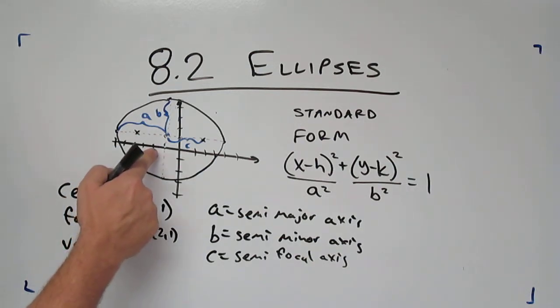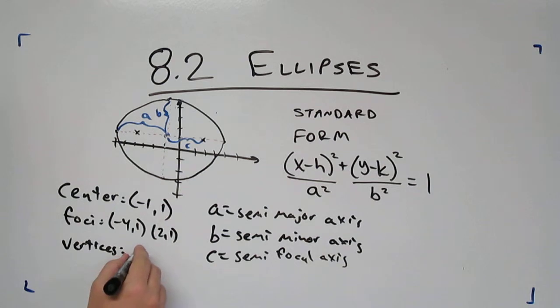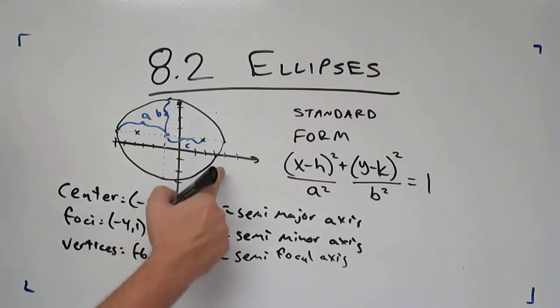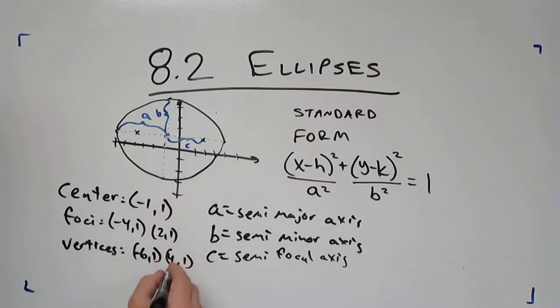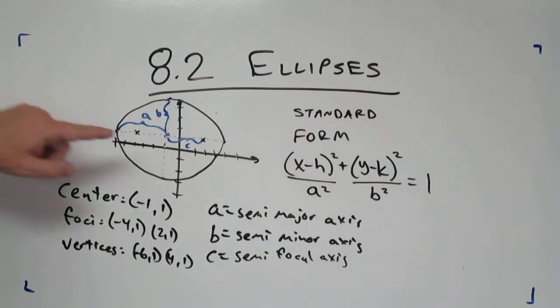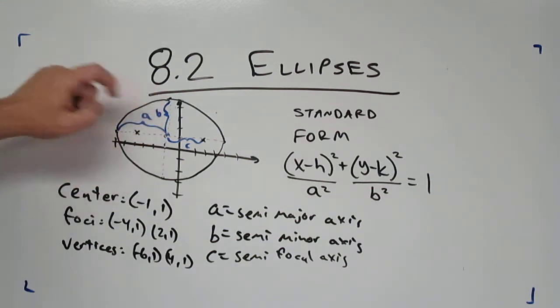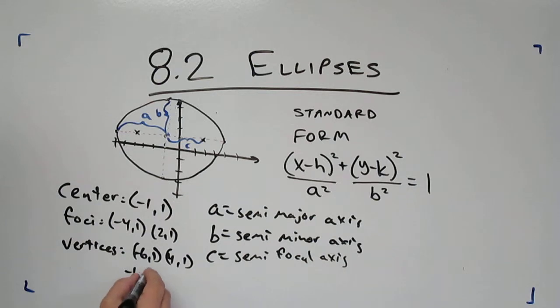So I would have something like (-6, 1), (4, 1), (-1, 5), and (-1, -3). Okay, so let's look at what the equation of that would be.